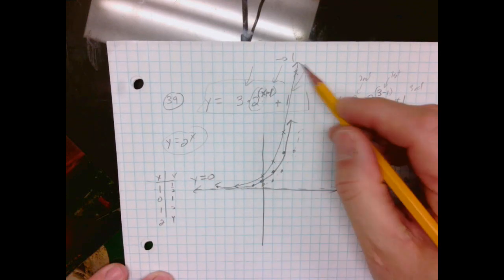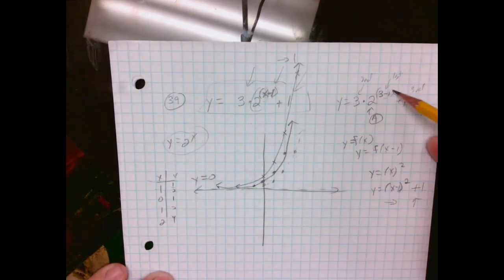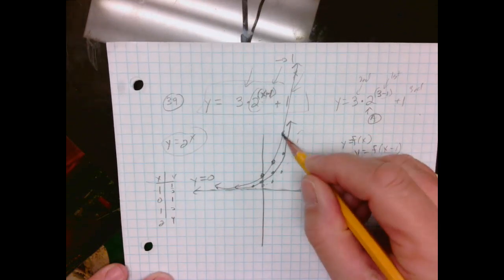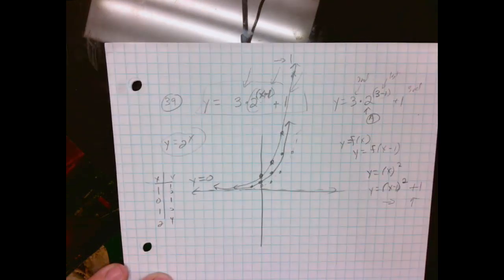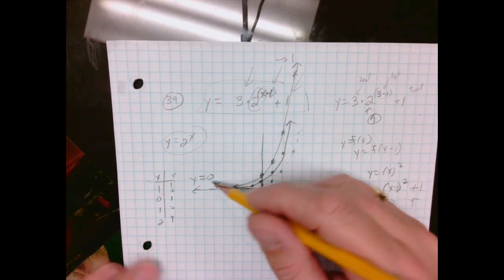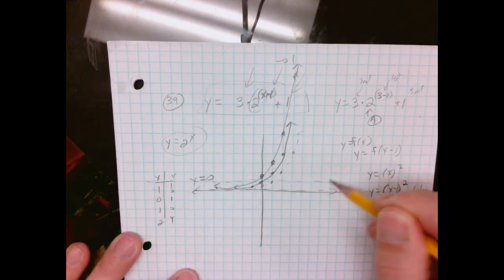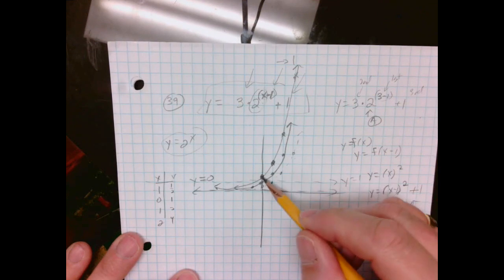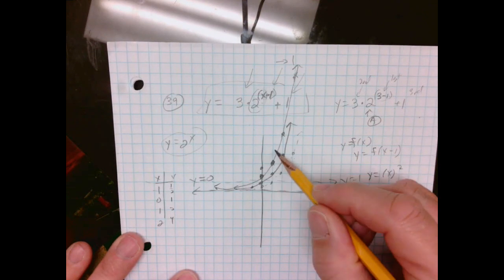So that's your transformation after you slide it right 1 and stretch it up by a factor of 3. And then slide everything up 1. So your horizontal asymptote is going to be y equals 1. Okay. So these points right here, slide them up 1.